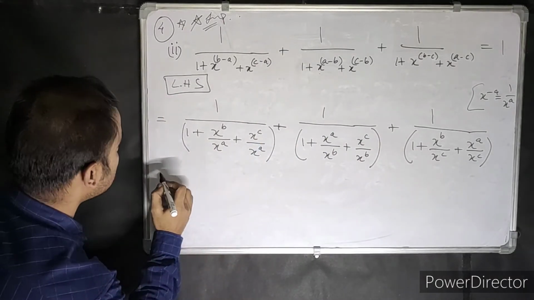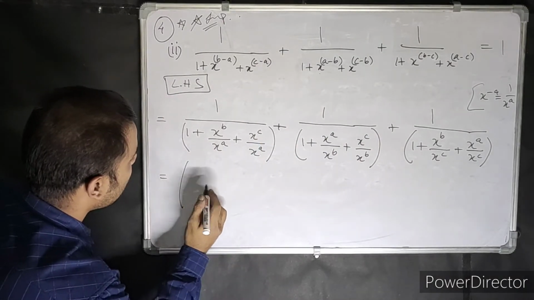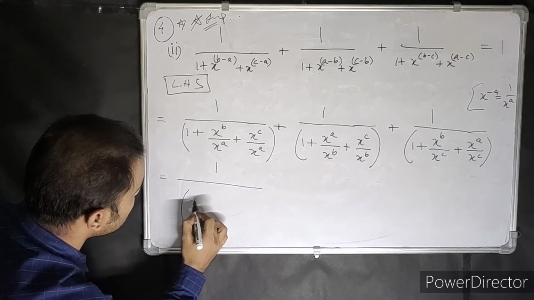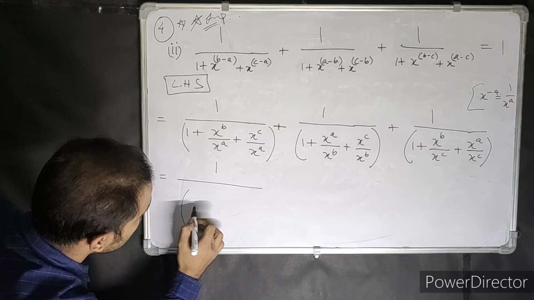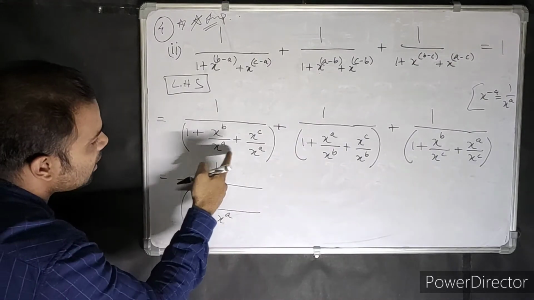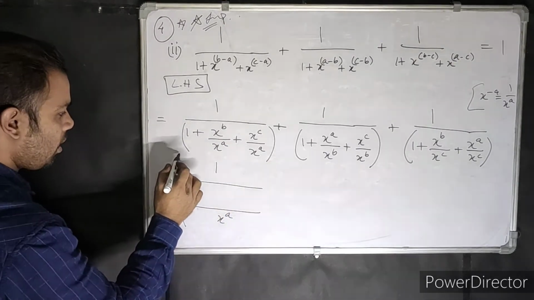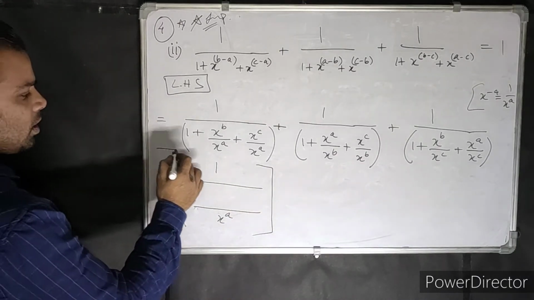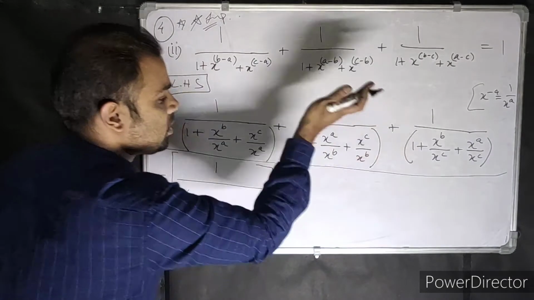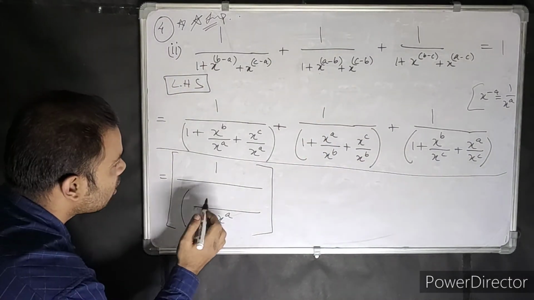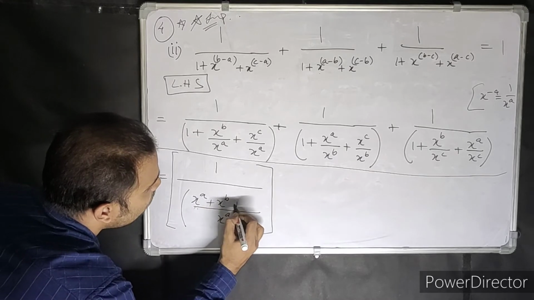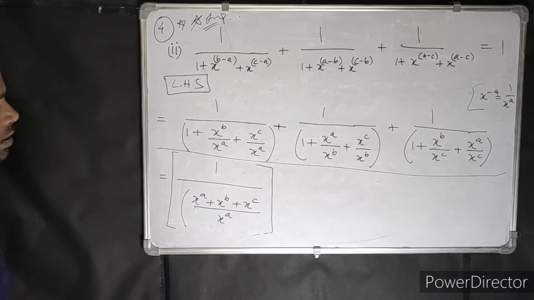Those of you who are still struggling: from here you write the numerator first, then the denominator part. X to the power a has to be the LCM. See, x to the power a, x to the power a. If you have any problem, put another bracket. That is the step that is above this. Don't confuse yourself. X to the power a plus x to the power b plus x to the power c.